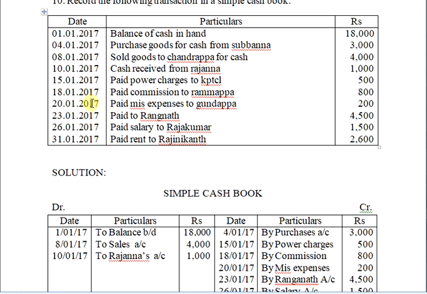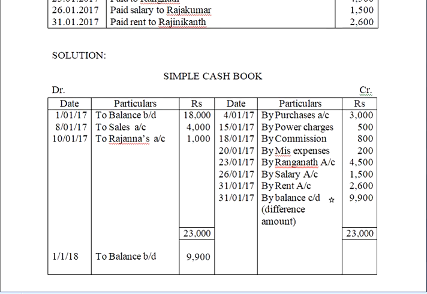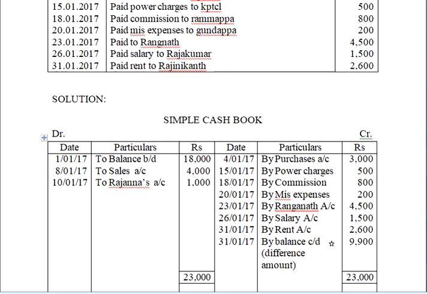On 18/1/2017, paid commission to Ramappa 800. When we pay commission, what happens? Our cash balance reduces. It should be taken under which side? Under the credit side, by commission, 800. So now, my dear students, the next point: 20/1/2017, paid miscellaneous expenses to Gundappa rupees 200.